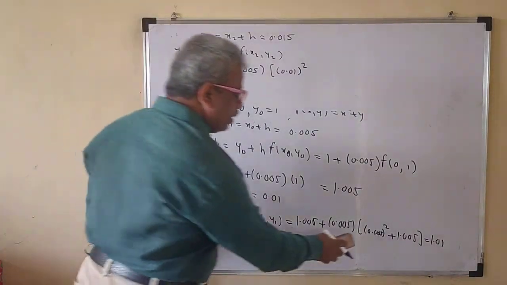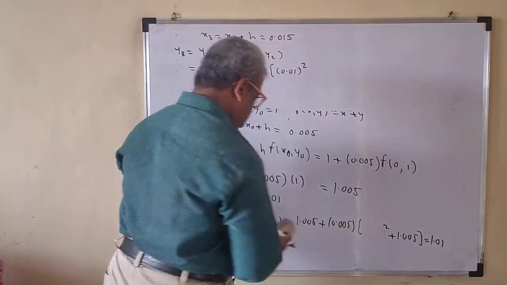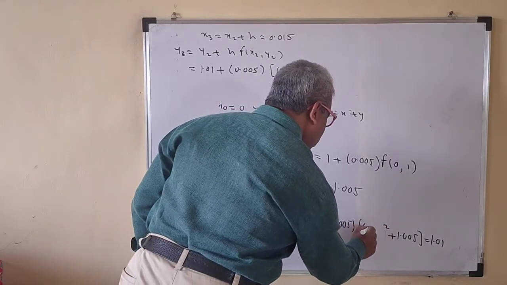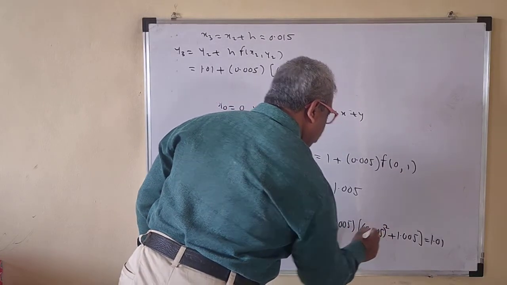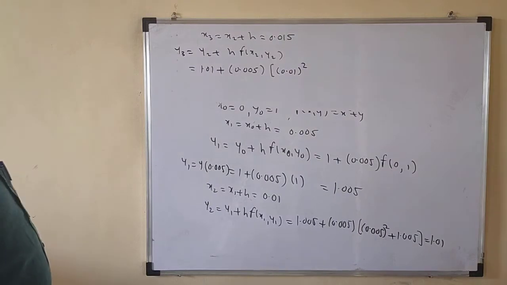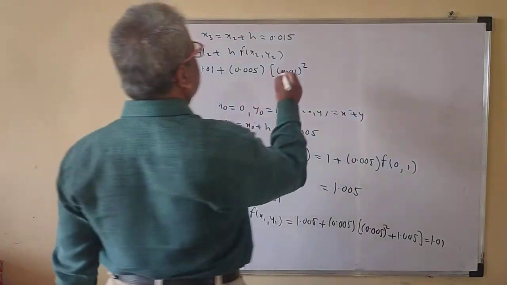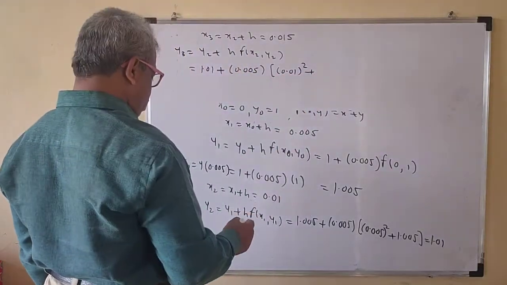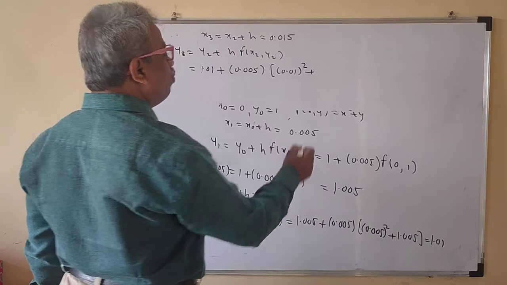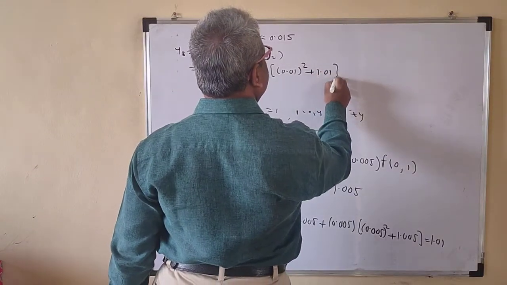Now here we have made a mistake. You want here what? X1. Your x1 is 0.005. So here x2 is 0.01 square plus y2. So what is your y2? Your y2 is 1.01. Okay.